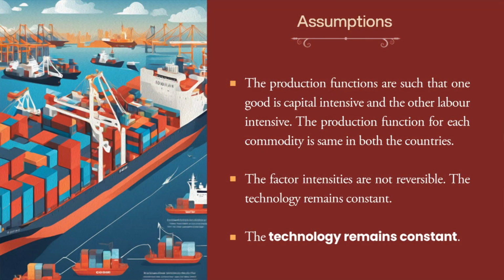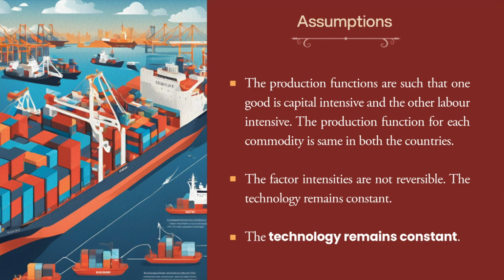There is incomplete specialization in the trading countries. Then the theory further assumes that the production functions are such that one good is capital intensive and the other is labor intensive. The production function for each commodity is, however, the same in both the countries. So, the theory assumes that the factor intensities are not reversible.